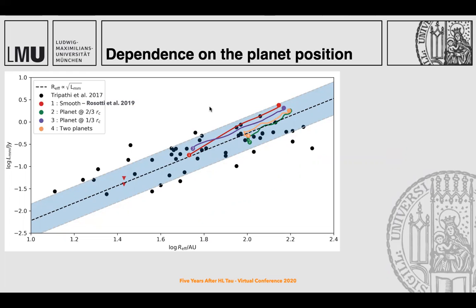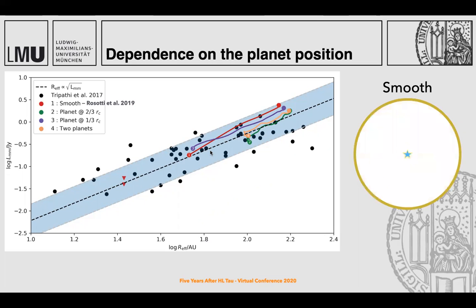With the red one, we see the evolution track of a disk with a smooth surface density profile. In a smooth disk, the evolution track will evolve towards smaller radius and smaller luminosity as the dust is lost due to radial drift. When there isn't any planet, there is no bump to halt the dust from drifting, leading to the complete depletion of the disk in the first million years.